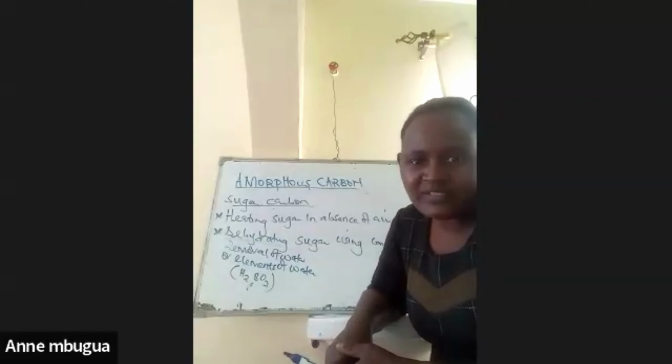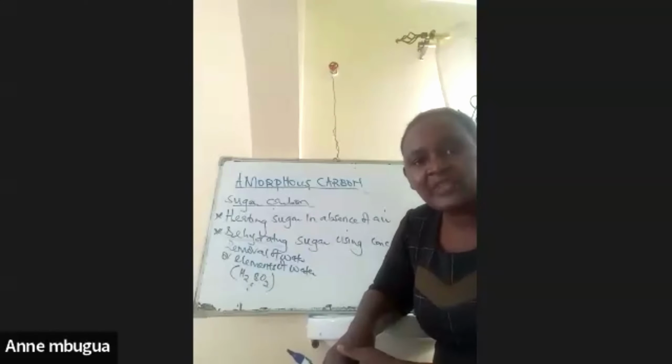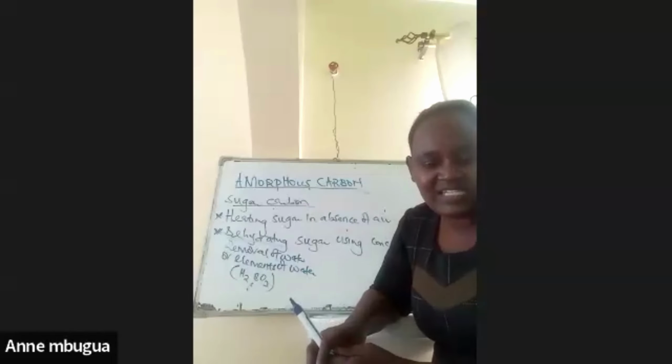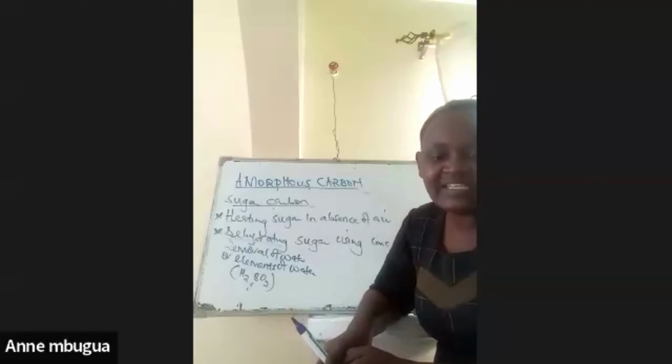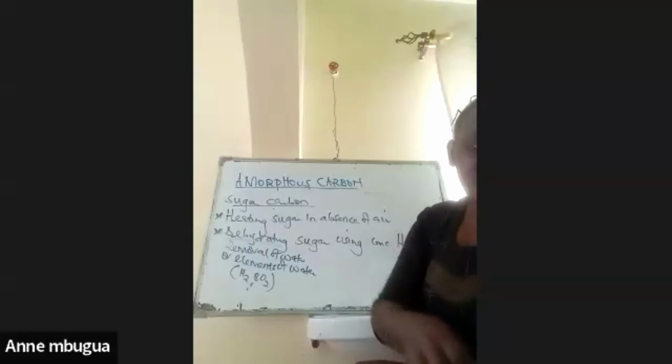Sugar carbon. What about sugar carbon? I repeat about it. Sugar carbon, I've said, is made by heating sugar in absence of air. It can also be made by dehydrating, or removing the elements of water from sugar using concentrated sulfuric acid. And it is used to absorb gases in chemical processes.